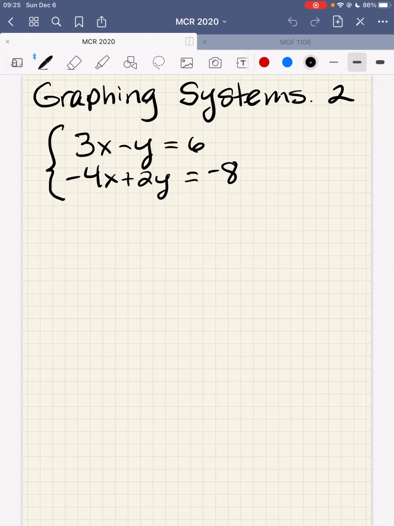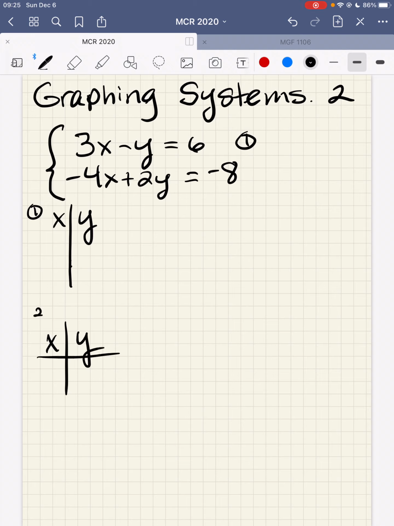So here I have 3x minus y is equal to 6 and negative 4x plus 2y is equal to negative 8. Now both of these are in standard form, so I'm going to do xy tables for each of these, for equation 1, and then I'm going to do an xy table for equation 2. I'm going to use intercepts for 1, and let's see how it turns out.